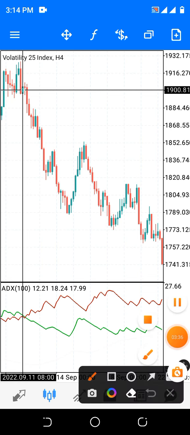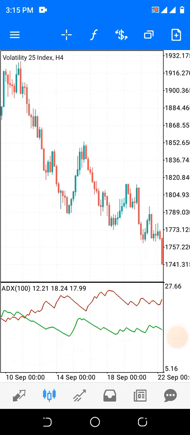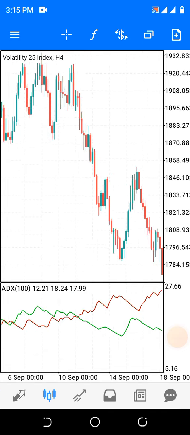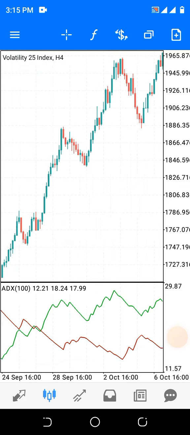Do you understand? So here now, this is where the crossing occurs from the side of ADX. This is where I want you to make your sell entry, and this is the profit. Do you understand? So let's continue. We have multiple tests to show. You see this profit.